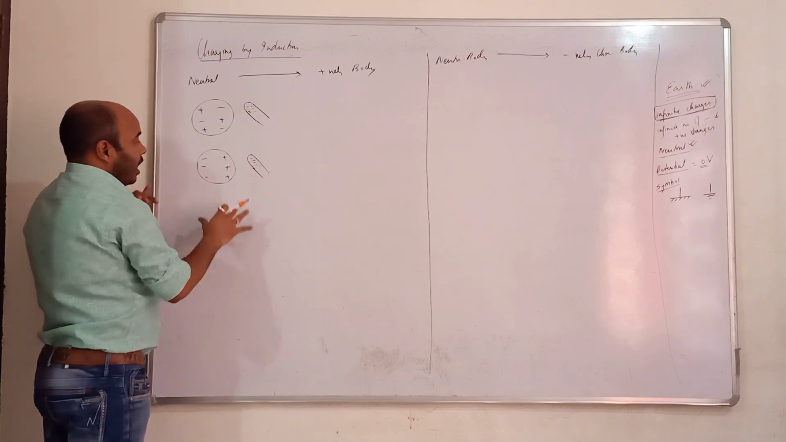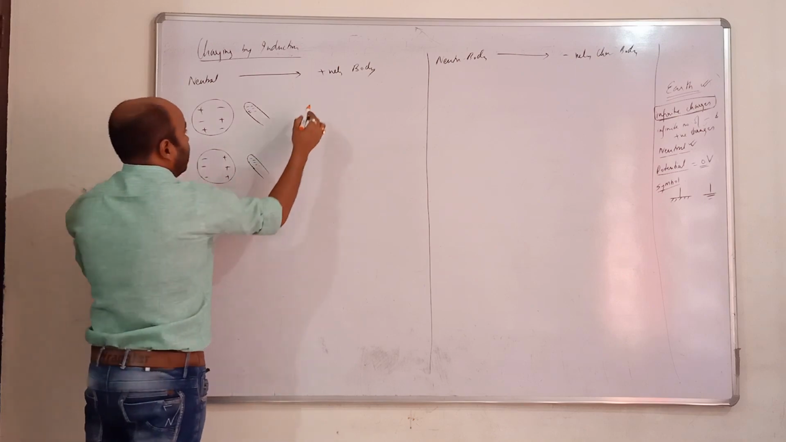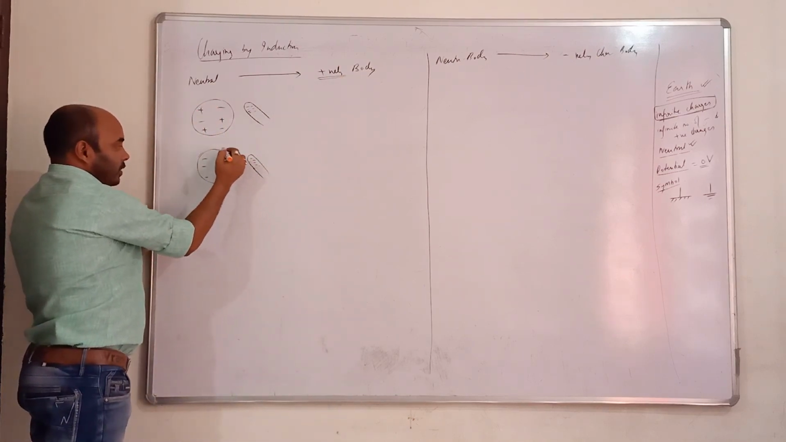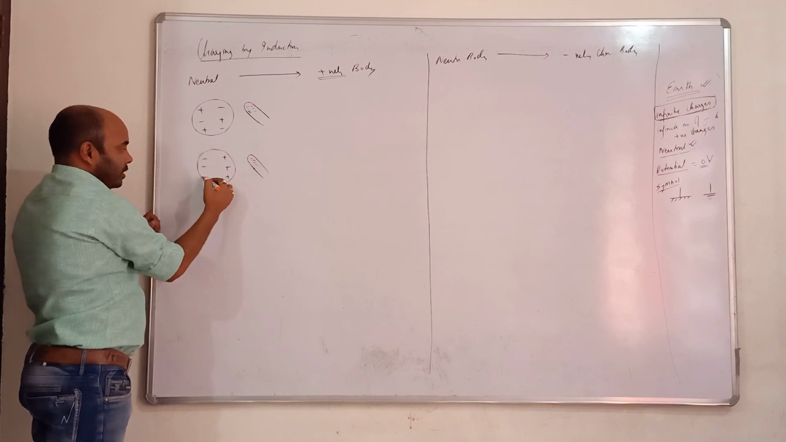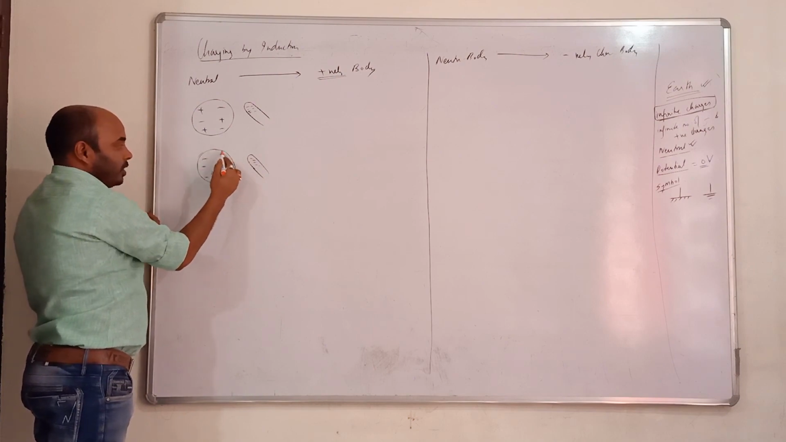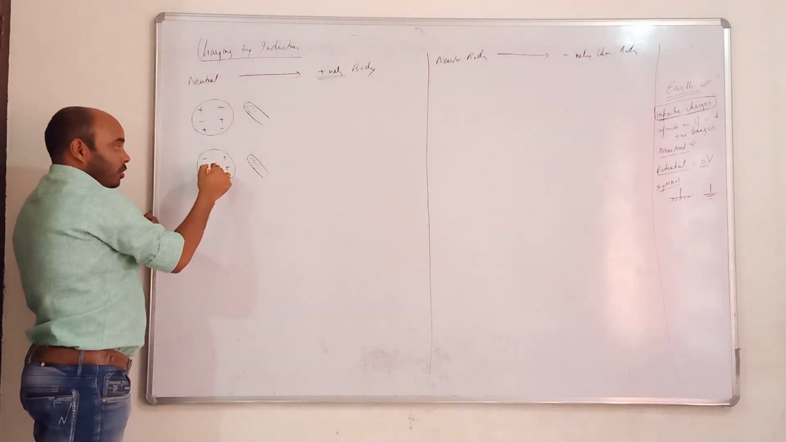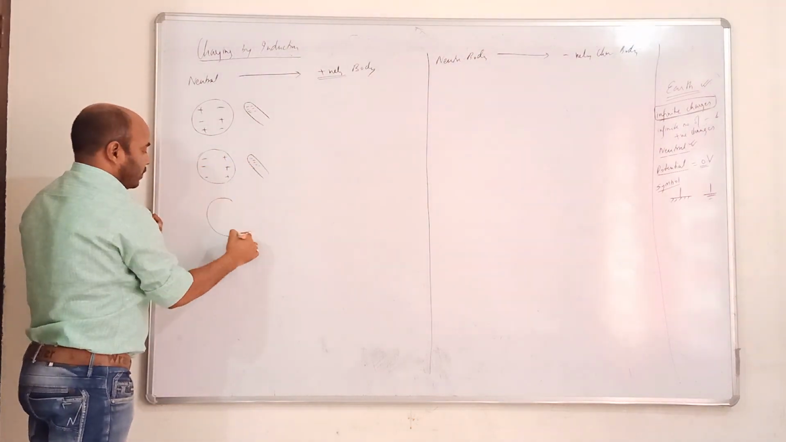Now after this step we need to see what I need to do to make a positively charged body. That means in this body we have to remove these extra electrons. As soon as we remove these electrons, it will be left with only plus. Now how to remove these electrons? I will take the help of Earth.